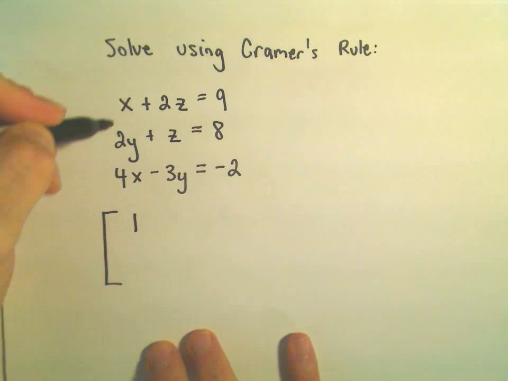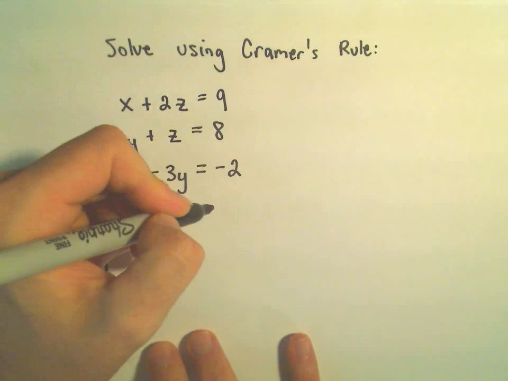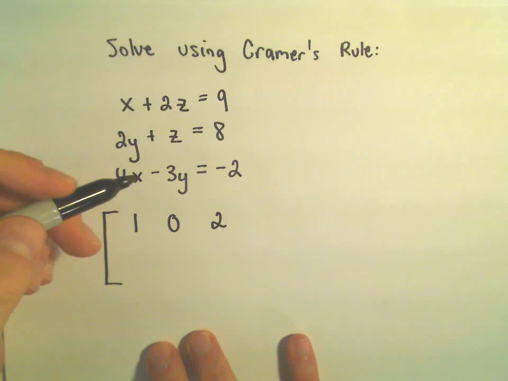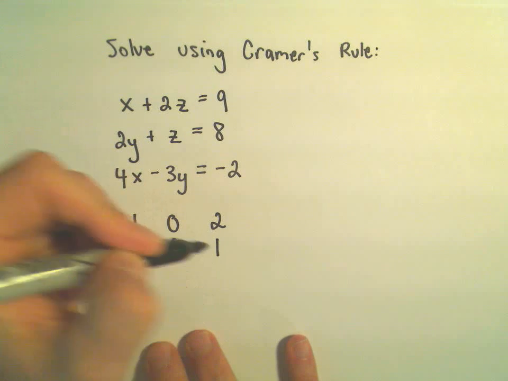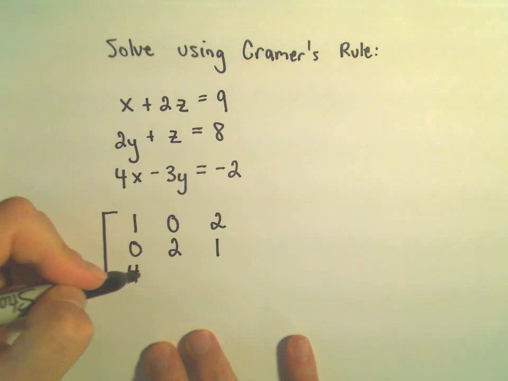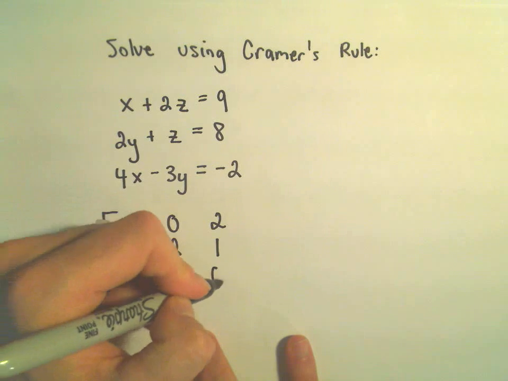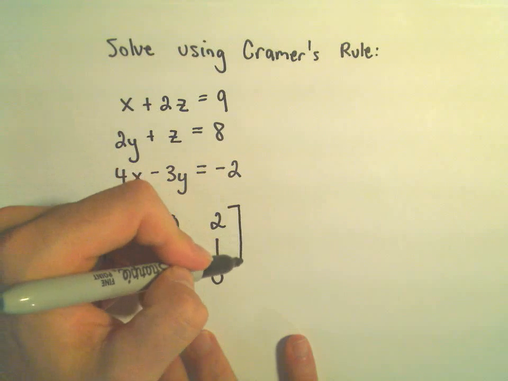So we've got 1x, we have 0y, and we have 2z. And then our second row we have 0x, 2y, and 1z. And then we have 4x, negative 3y, and 0 z's.